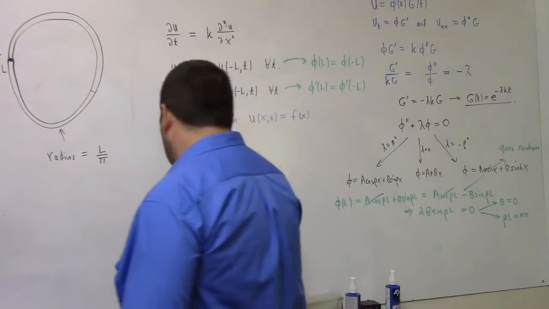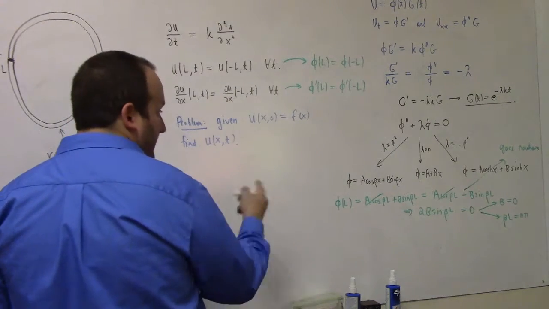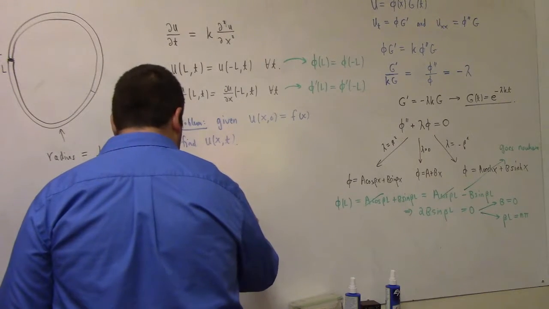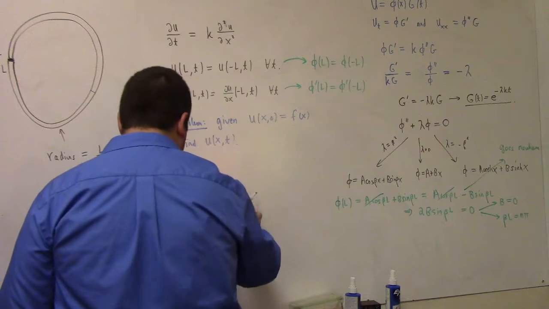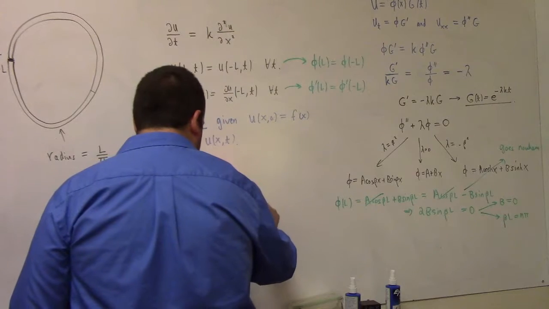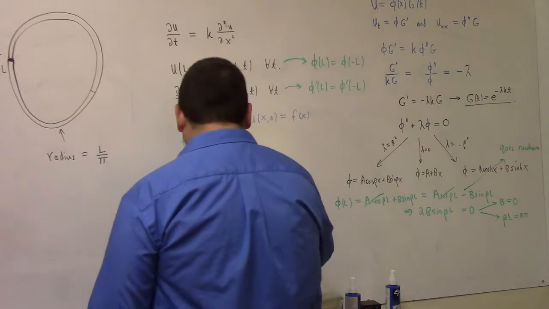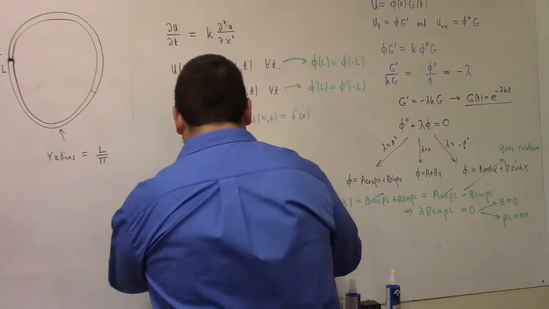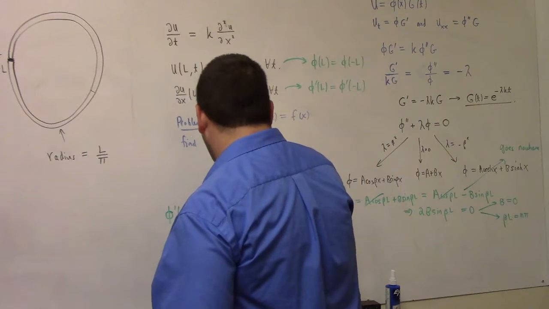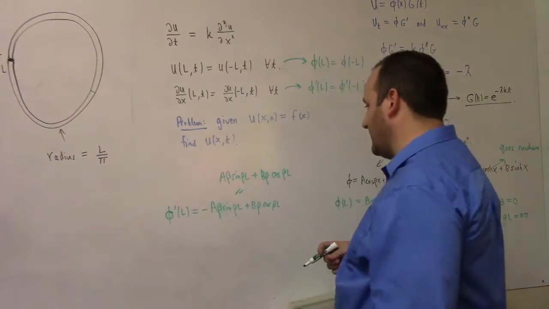On the flip side, phi prime of L is what? Differentiate, we get minus a beta sine beta L plus b beta cosine beta L, is equal to, so the same thing, but you've got to plug in minus L, right? So that gives you a beta sine beta L plus b beta cosine beta L, using the fact that sine is odd and cosine is even.